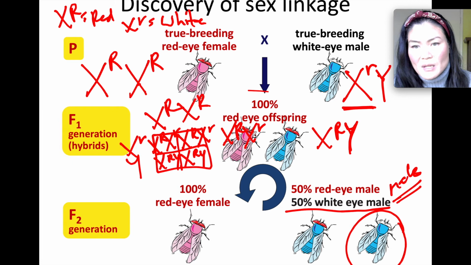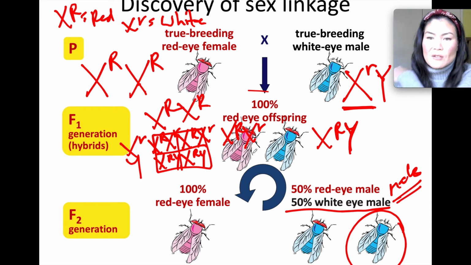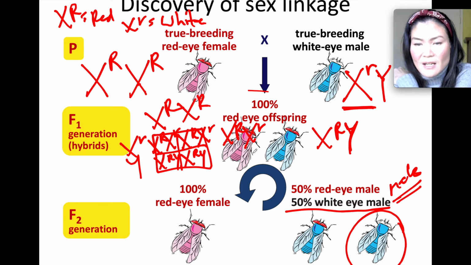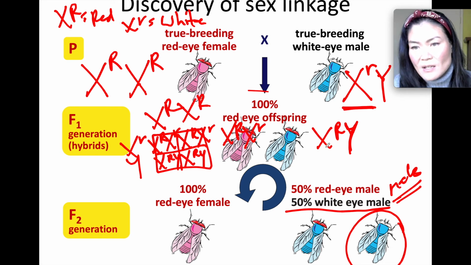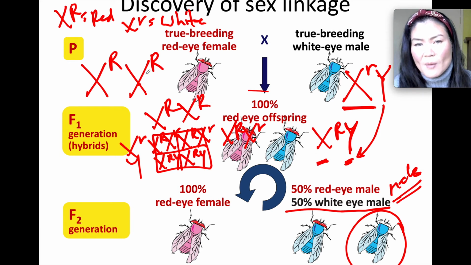Red eyes, because again, red eyes is dominant to white and it happens to be sex linked. That's why it's on the X chromosome. The males are also red eyes. And if you think about it, where do males get their Y chromosome from? Their dad. Their dad gave them the Y chromosome. Where do they get their X chromosome? From their mom. And their mom is X big R, right? So that X big R came from the mom.